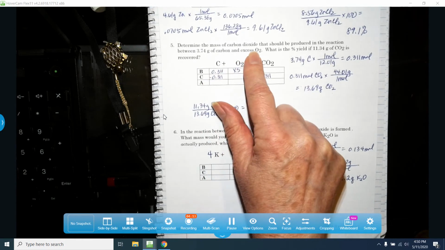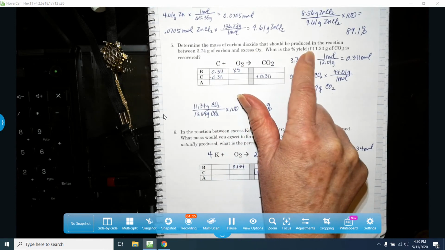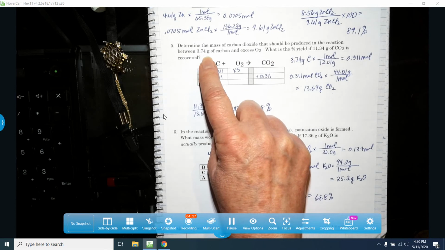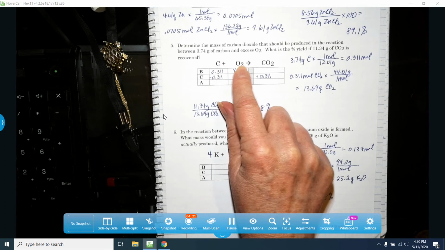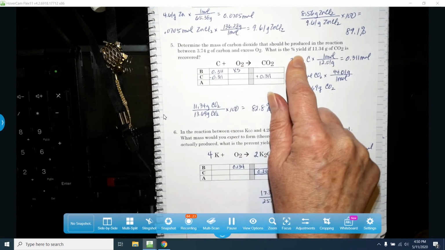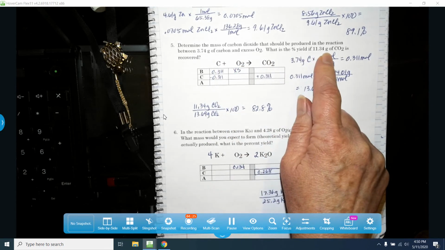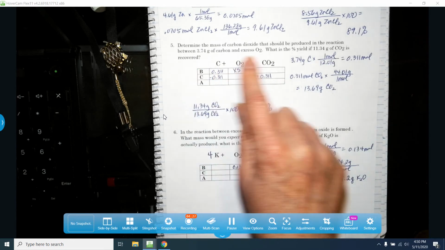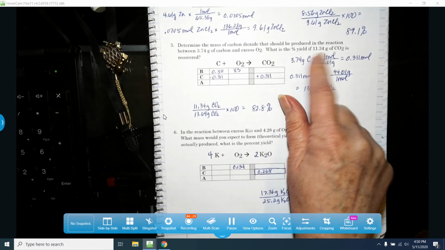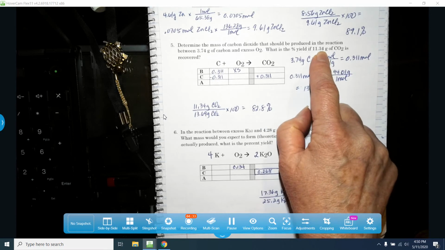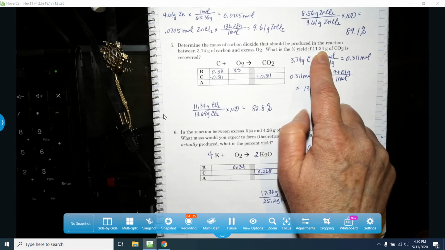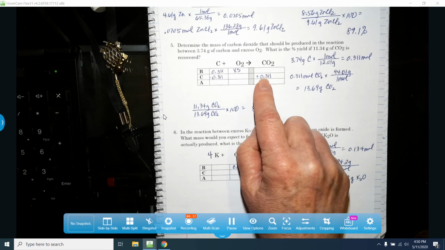Determine the mass of carbon dioxide that should be produced in the reaction between 3.74 grams of carbon and excess O2. What is the percent yield if 11.34 grams of CO2 is recovered? So they give you this product, the amount, but that's your actual. What you need to do to find percent is get the theoretical. So we're going to need to solve for that.